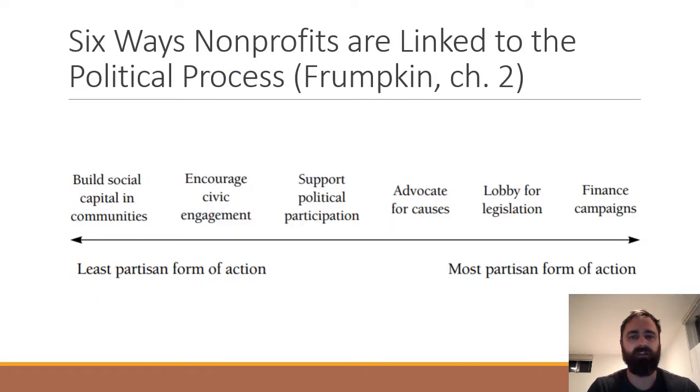Okay, there's 6 ways that nonprofits are linked to the political process. This is in Frumpkin chapter 2. So starting here at the left, the least partisan ways that nonprofits affect politics is first they build social capital in communities. Next, they encourage civic engagement. They support political participation, and then we get a little bit more partisan. Nonprofits advocate for causes, they lobby for legislation, and then finally they can even finance campaigns.